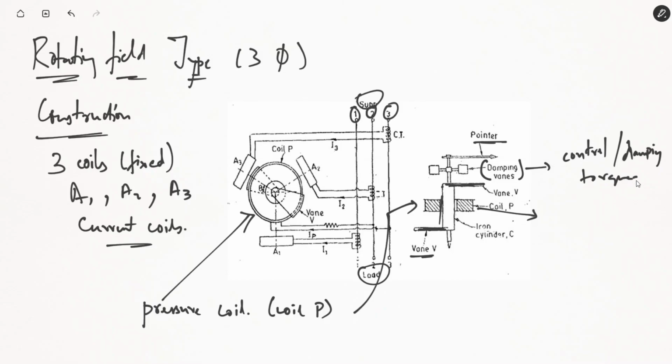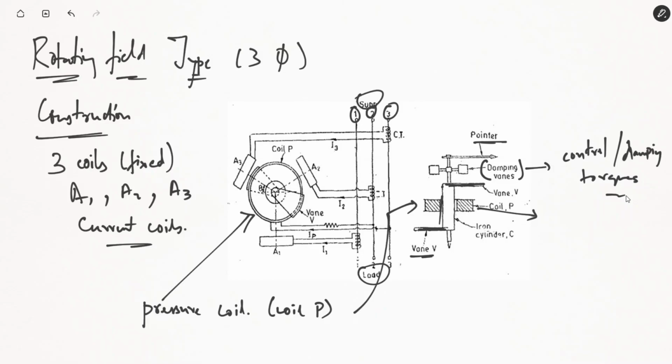This thing was absent in electrodynamometer types. We do not need any control mechanism in electrodynamometer types. They are self-controlling. So now the principle is somewhat similar to that of electrodynamometer type. You have A1, A2 and A3 attached to 3 lines. So they will be carrying currents I1, I2 and I3, the 3 line currents.